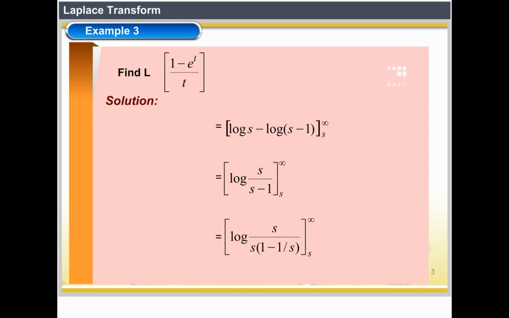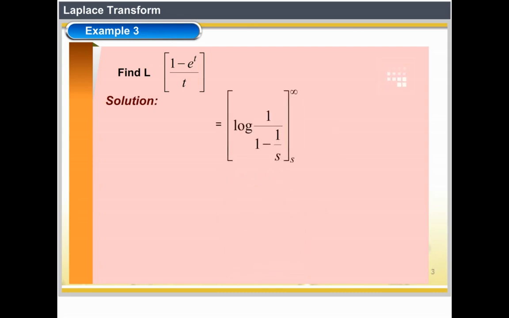One thing we have to note very carefully: till now we didn't apply the limit. In all the steps we have to compulsorily write the limit s tends to infinity. Then it equals log of 1 divided by (1 - 1/s) with limit s to infinity, which equals 0 minus log of s/(s-1), which equals log of (s-1)/s.